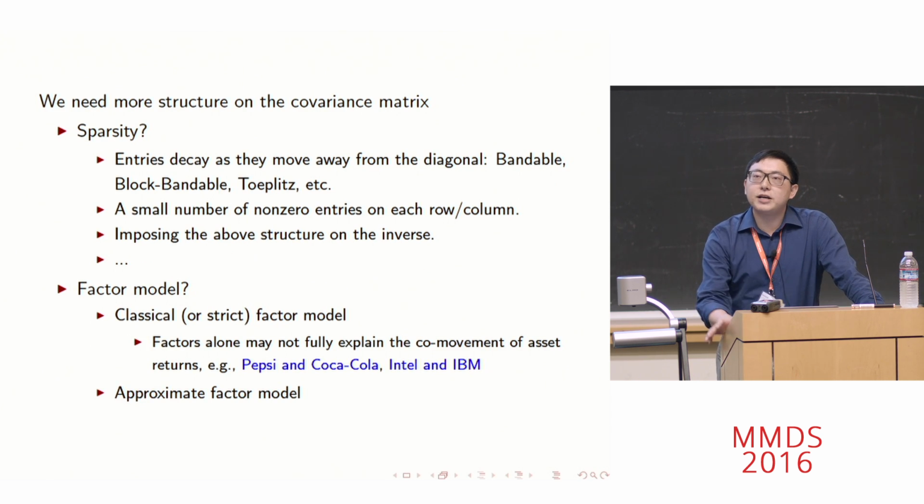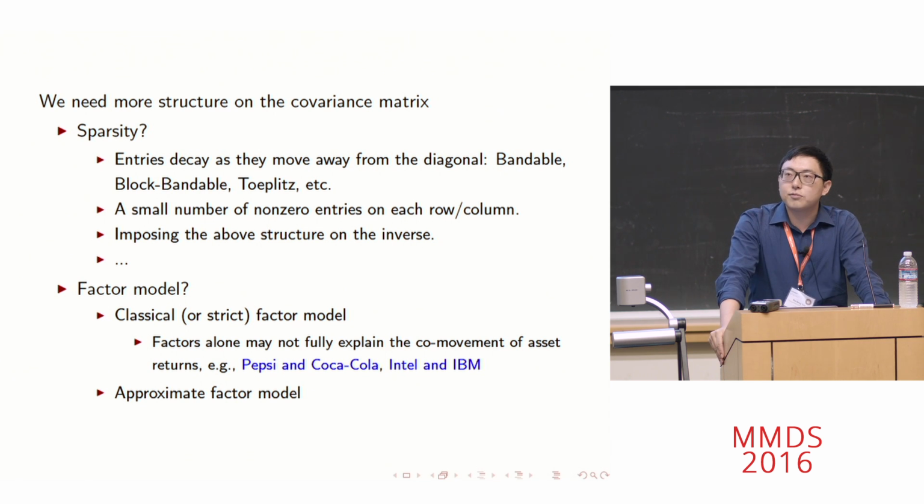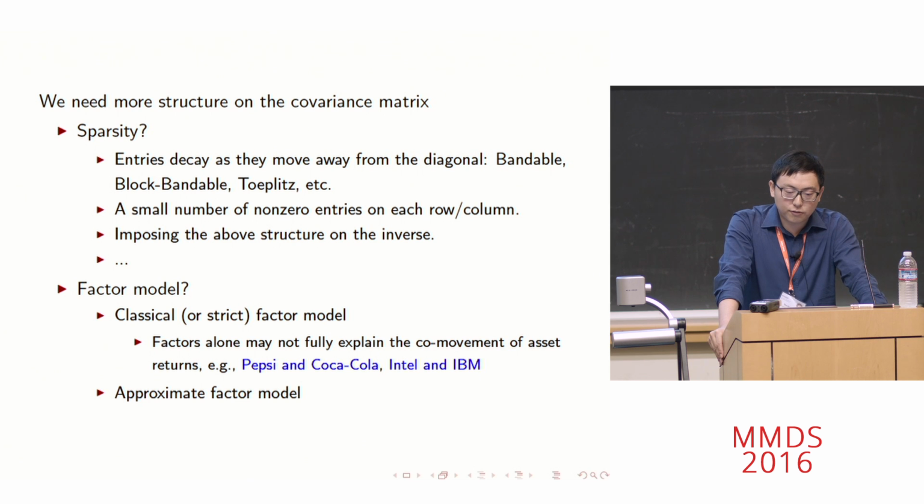So apparently we're facing this high-dimensional problem, and we need more structure on the covariance matrix. There are 2 types of approaches in the literature that we're aware of. The first approach is very popular in statistics, where people make all kinds of sparsity assumptions on the covariance matrix. For example, you could assume a bandable structure or Toeplitz structures, stuff like that, or you can simply assume there is a small number of non-zero entries. Or you can impose such assumptions on the inverse of the covariance matrix.